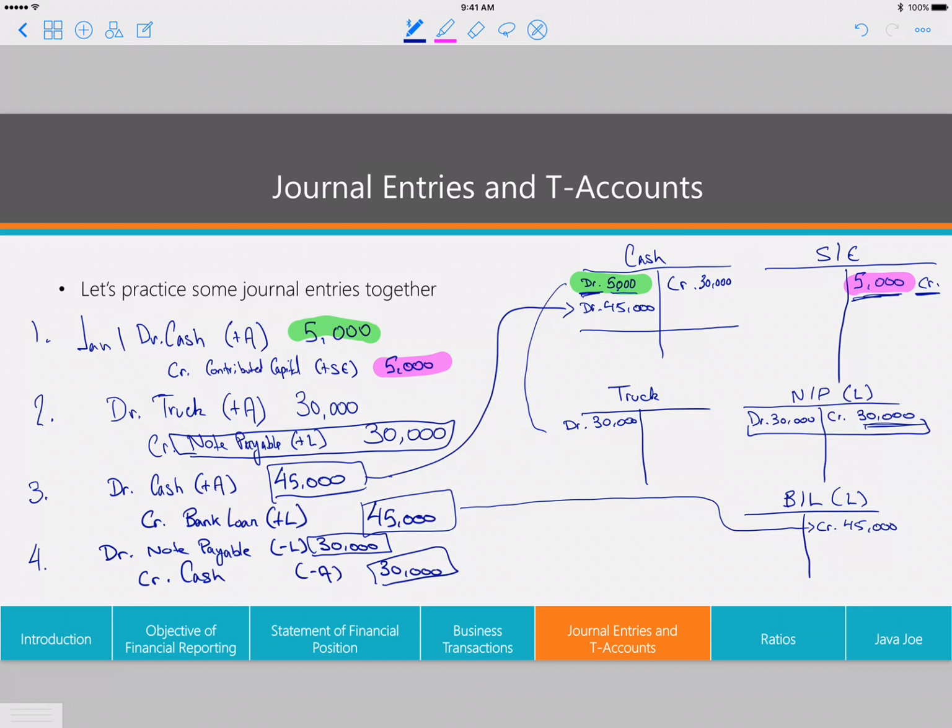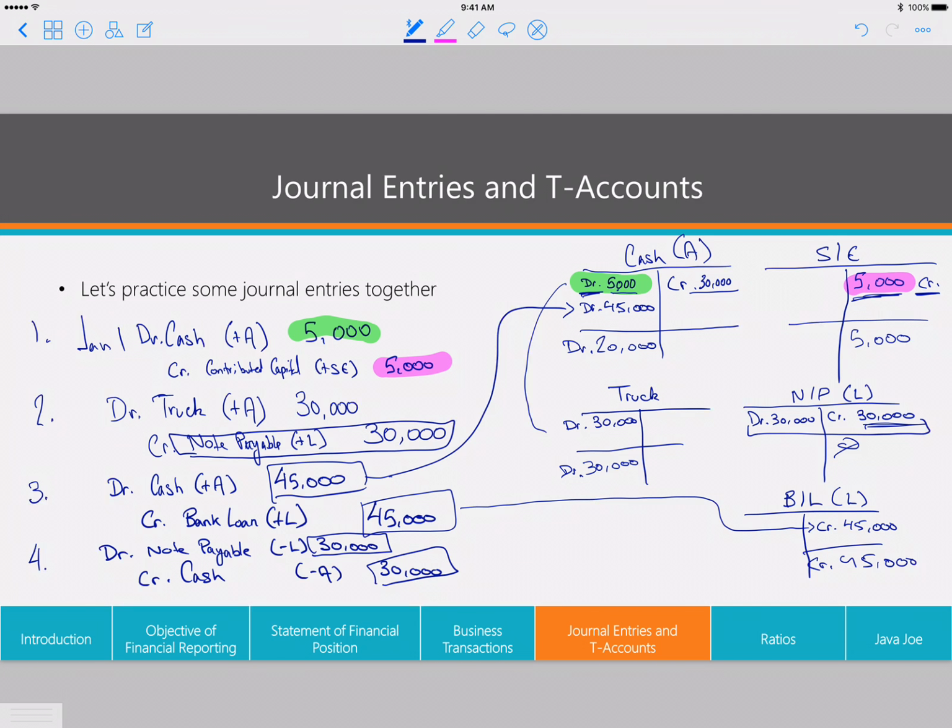So 5,000 plus 45 gives us 50 minus 30,000. We have an ending debit balance of 20,000 cash. And since cash is an asset, we have 20,000 cash. We have $5,000 of shareholders' equity. We have $30,000 in our truck. We have nothing in our note payable account, right, because we paid it all off. And we have a $45,000 bank loan.